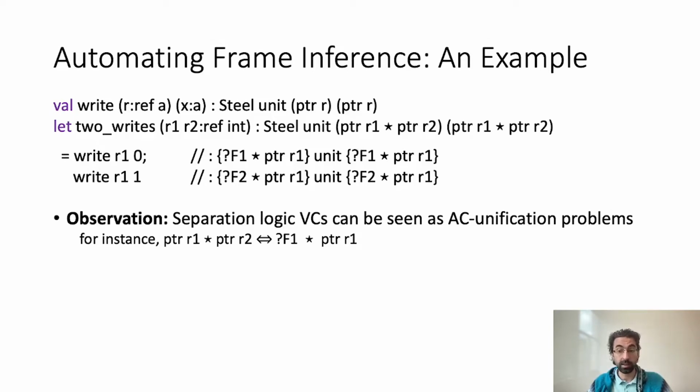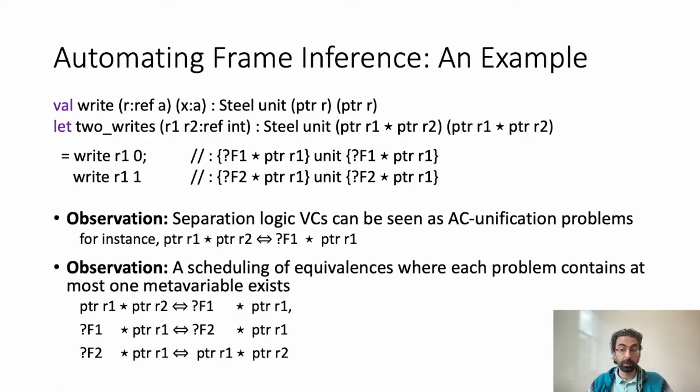That corresponds to finding a unification solution for F1 while allowing AC rewritings on the star. And the second observation is that we can always solve the equivalences in an order such that each problem contains at most one frame metavariable. And one way to do so is by simulating a forward symbolic execution.